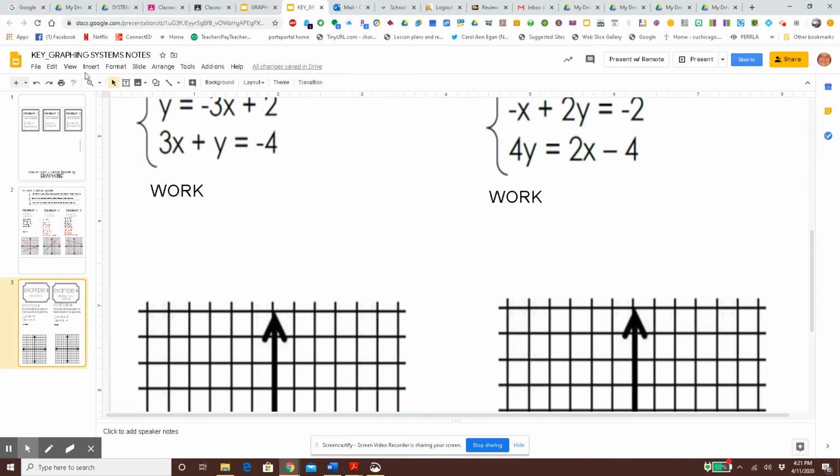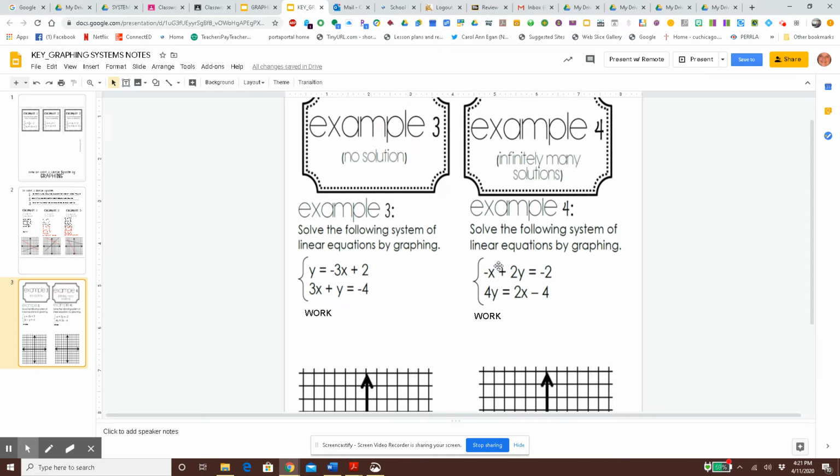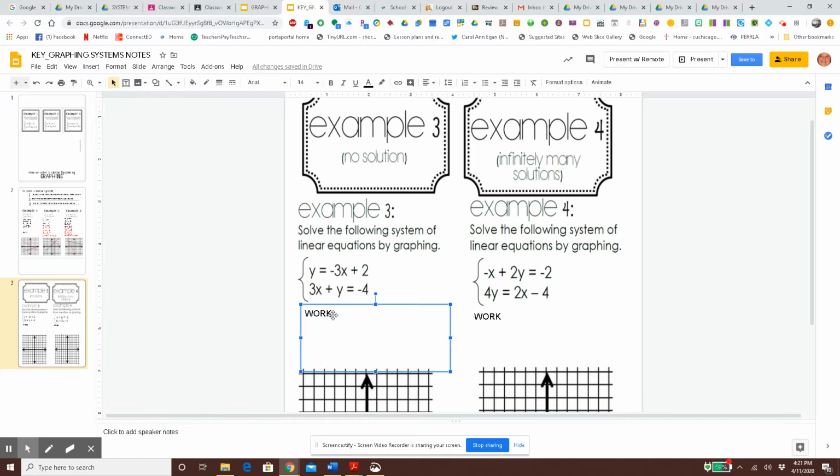I'm going to zoom this back out. Besides coming up with a solution, because of course in math, everything doesn't have a solution. So we have a situation where it's no solution, and we have a situation where it's going to be an infinite number of solutions. So we have to follow the same rules. We've got to put both of these in slope-intercept form. So where it says work, I'm going to go ahead and go into that text box. The first one is set up for us. So m is equal to -3, and y-intercept is equal to 2.